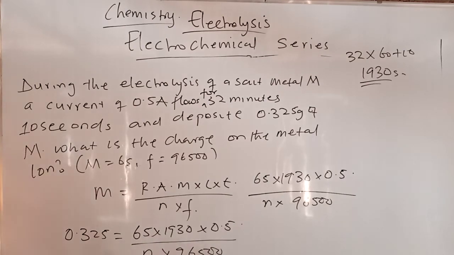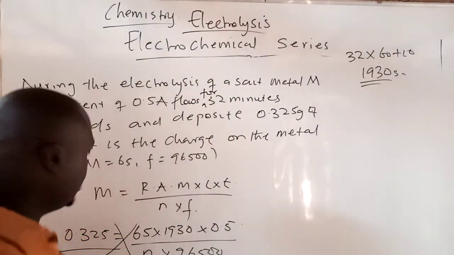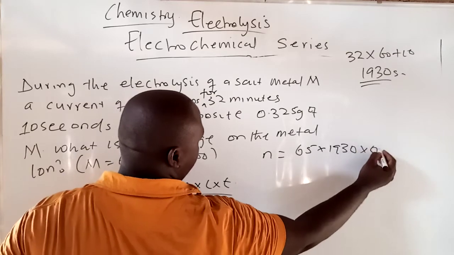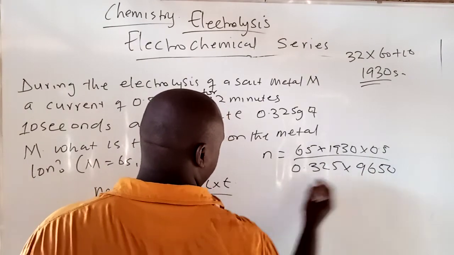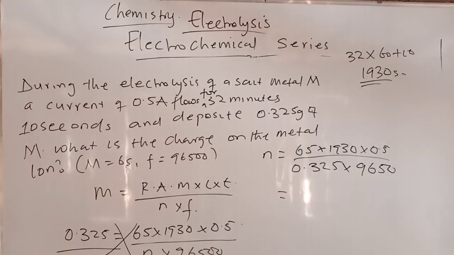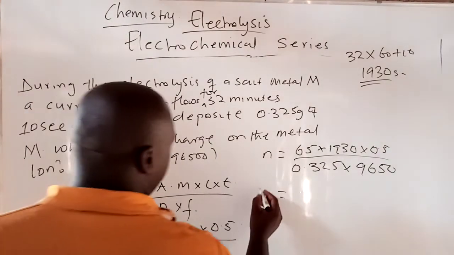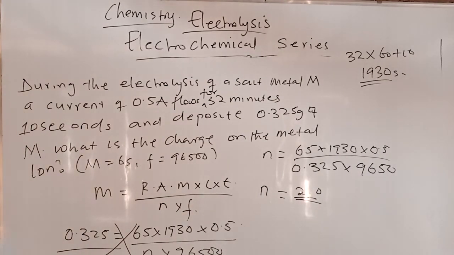Are you seeing it? Now, I want to make N the subject of the formula. So all I have to do is cross multiply. Remember, this is all over 1. If I cross multiply, you see that your N is equal to 65 times 1930 times 0.5 all over 0.325 times 96,500. If you punch that in your calculator, your N value will be equal to 2.0. And that will be your value of N. This is so easy, guys. If you are not writing this on your jotter, I don't know what to do.